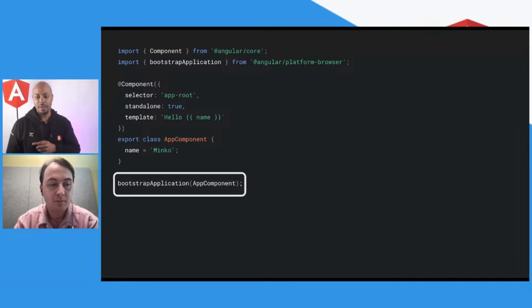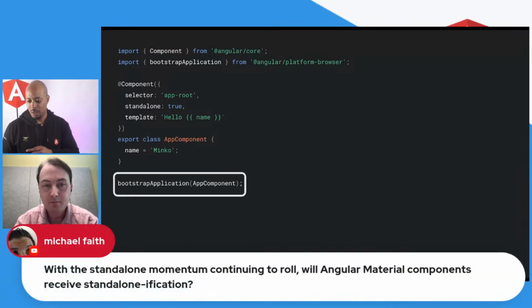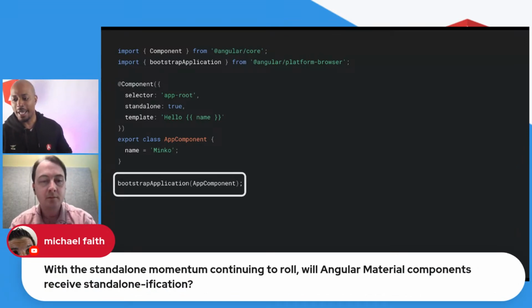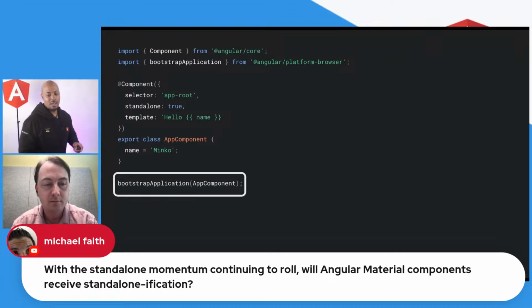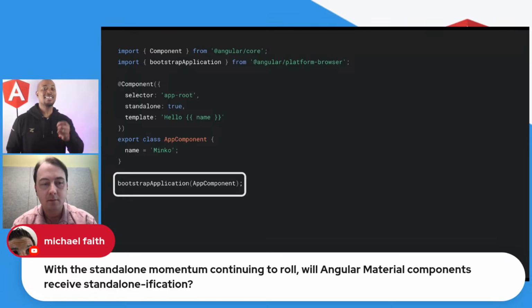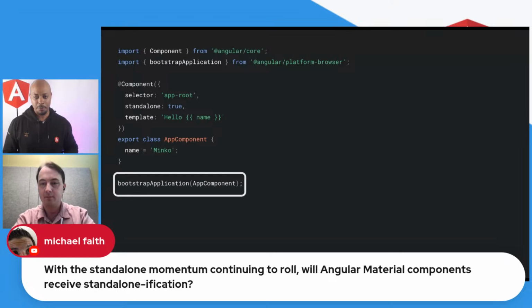I saw one from Michael Faith. Let's answer this question. Okay, so with standalone momentum continuing to roll, will Angular Material components receive standalone-ification? I like that. Thanks, Michael Faith. Thanks for always tuning in. So will we get to Angular Material? We are discussing what that looks like, just because Angular Material is a pretty robust part of the framework, and there's just a lot there. And we're trying to figure out, what does a migration look like? Can we migrate it all? When will that happen? We don't have any timelines on that, but we are talking about it.